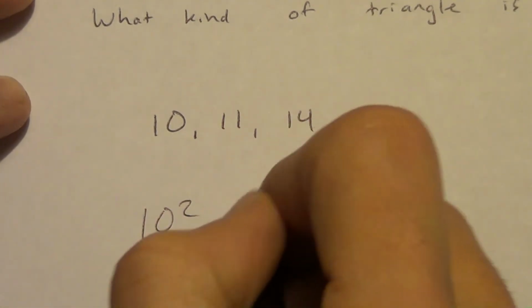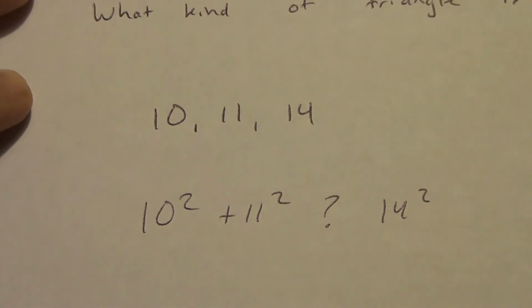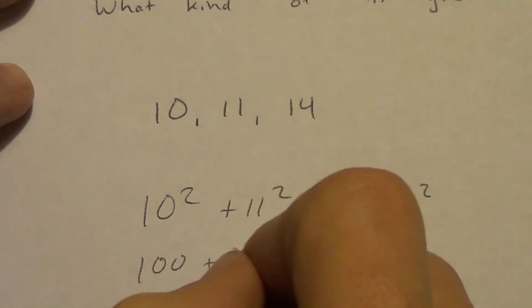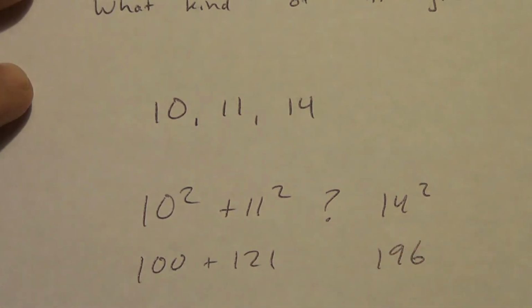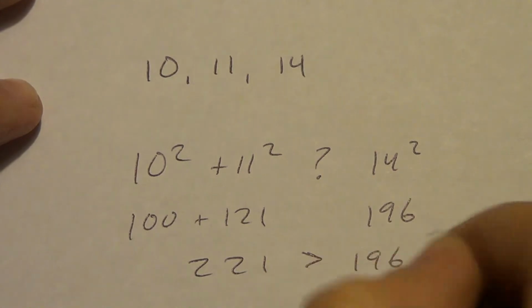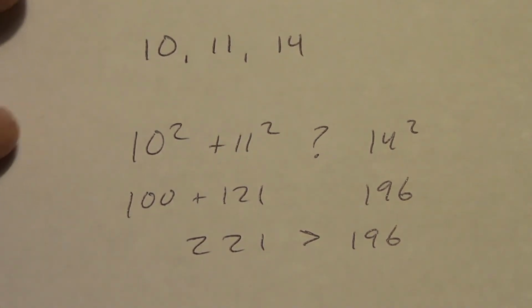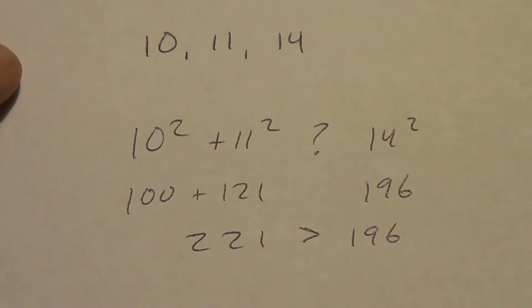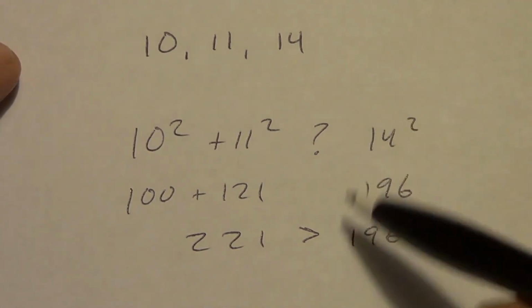10 squared plus 11 squared, question mark, 14 squared. 100 plus 121. 14 squared is 196. 221 is greater than 196. So we know it is definitely not a right triangle, so we have to decide if it's obtuse or acute. And the main thing is always focus on the C side of the equation.